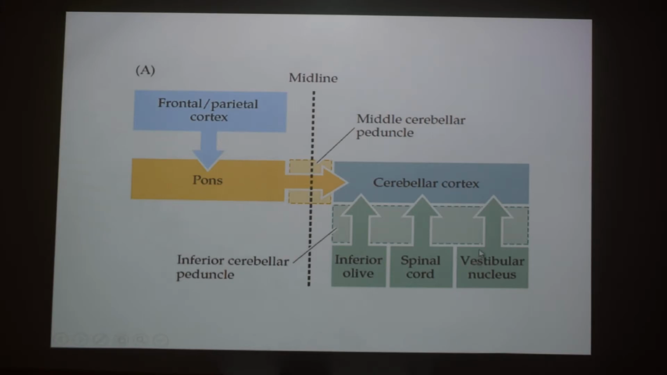The other inputs which you are seeing into the cerebellum are coming from the spinal cord through the anterior and posterior spinocerebellar tracts. You have the inputs from the vestibular nuclei getting into the cerebellum, and you have inputs from the inferior olivary nucleus, which are also going to the cerebellum. So these are the major inputs to the cerebellum. You have input from the cortex, you have input from the spinal cord, you have an input from the vestibular nuclei, and you have the input from the inferior olivary nucleus in the medulla.